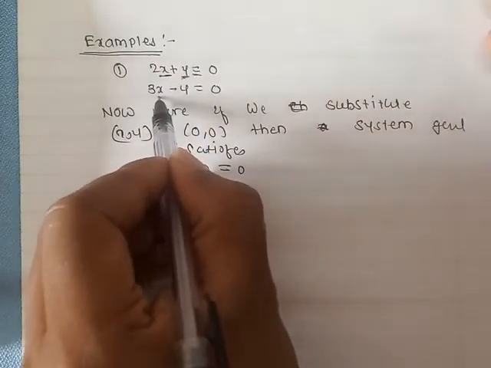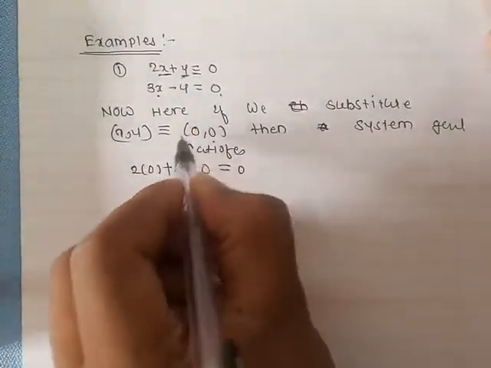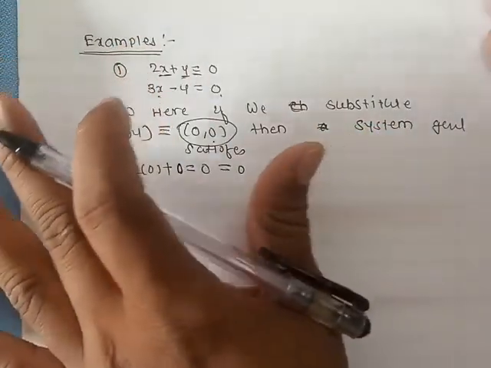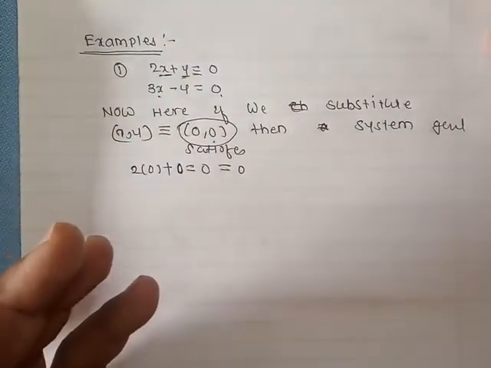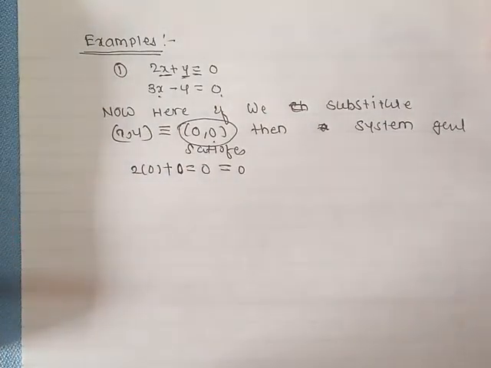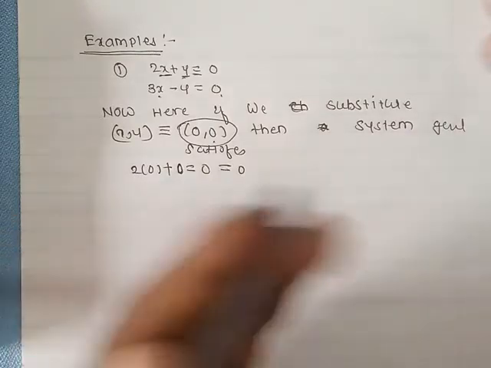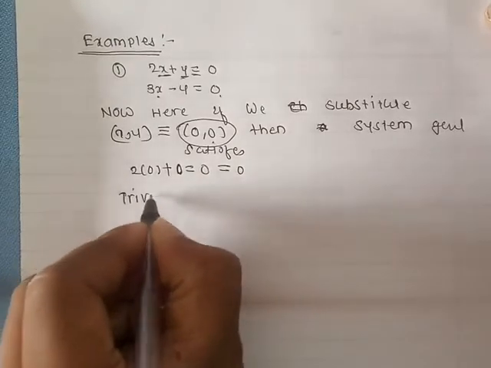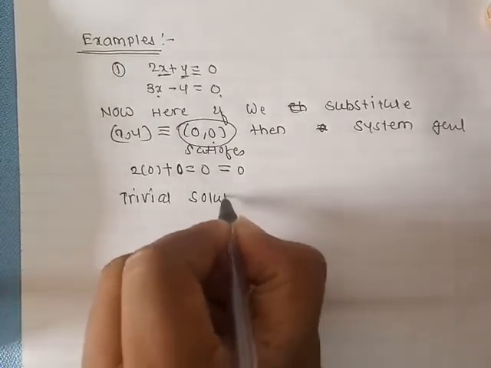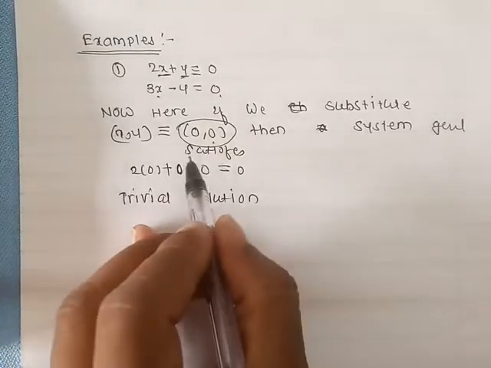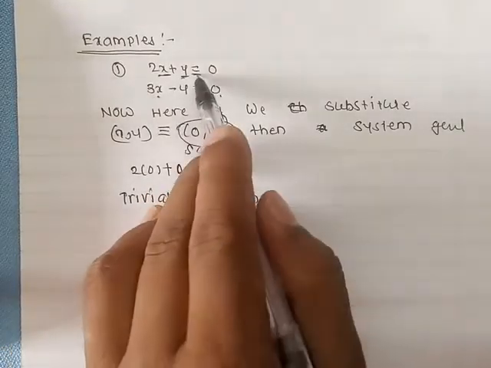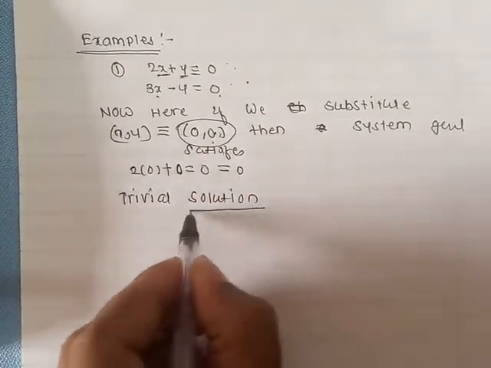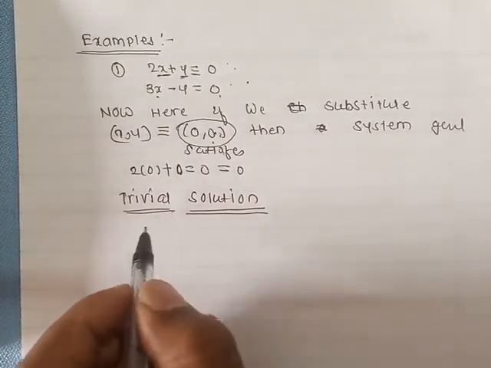Similarly here 3 into 0 minus 0 is equal to 0. So 0,0 is the solution of the given system of equations, right? If 0,0 is the solution for any system of equations like this, then that solution is called a trivial solution.